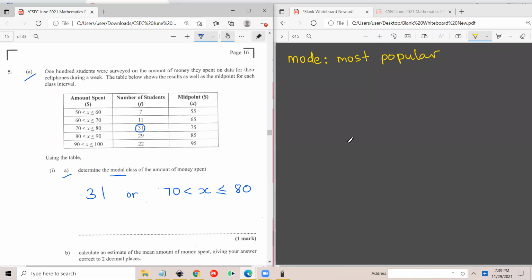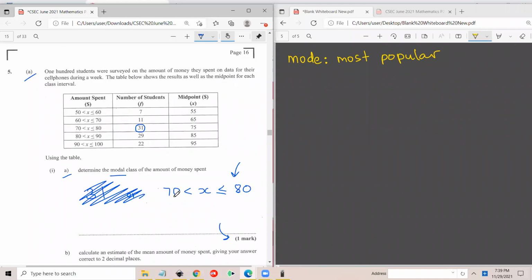Selena, correct. Jordan, correct. This is the second option. You don't put this one, because we are measuring the amount of money. It's the money value they're looking for. So for the answer to part 1, you can see why it's only worth 1 mark now. That's the most popular amount of money being spent.